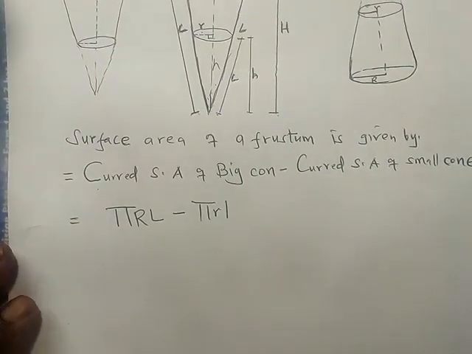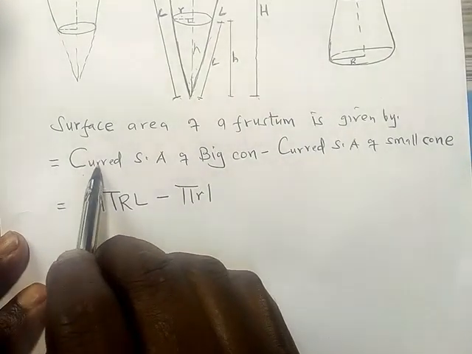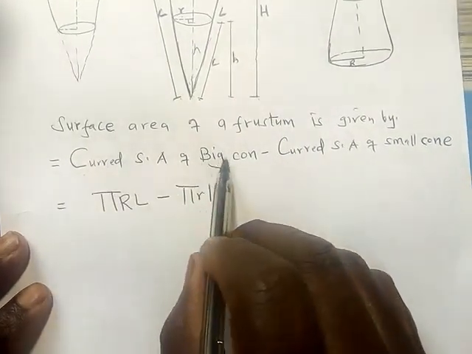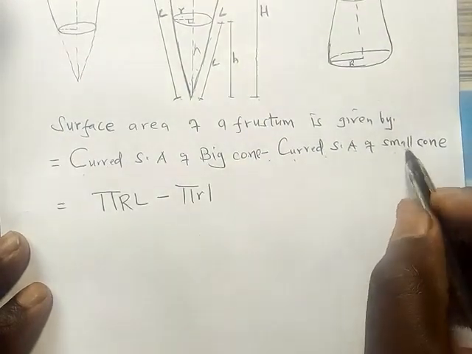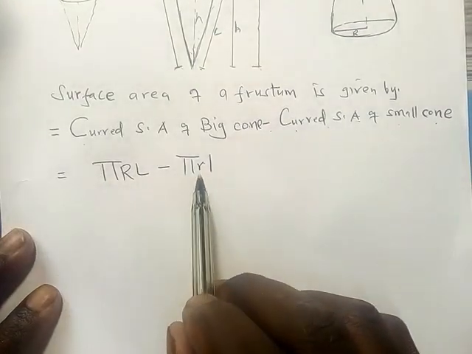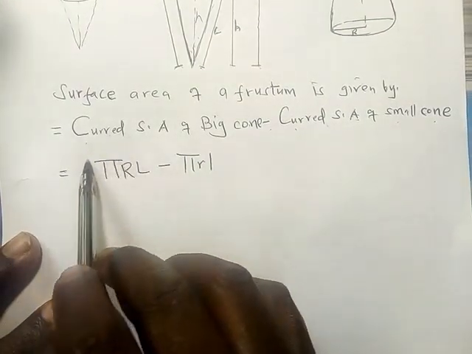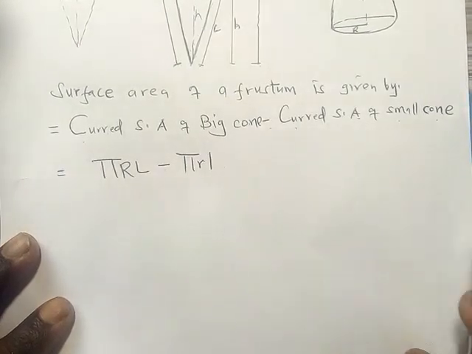So how do you get the surface area of a frustum? You calculate the curved surface area of the big cone, then subtract the curved surface area of the small cone, as simple as that. Now that we know how to calculate the surface area of a cone, we calculate that of the big cone, then we subtract that of the small cone.